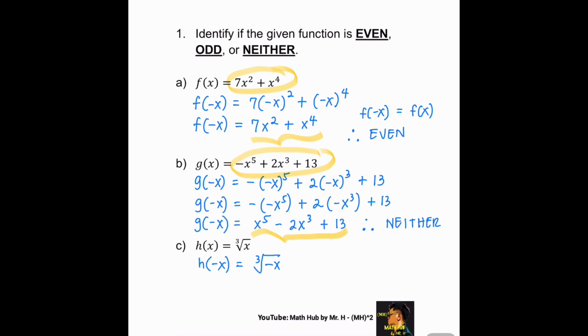So from here, we can see that h of negative x is equal to negative h of x. Therefore, this is an odd function.